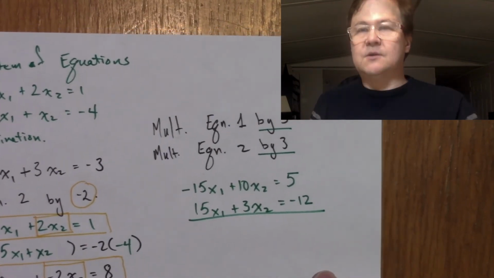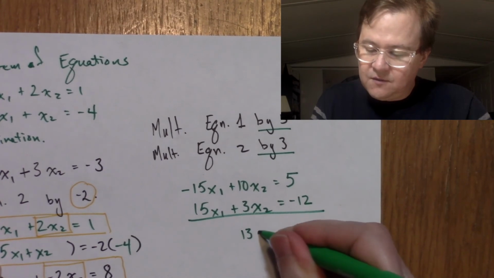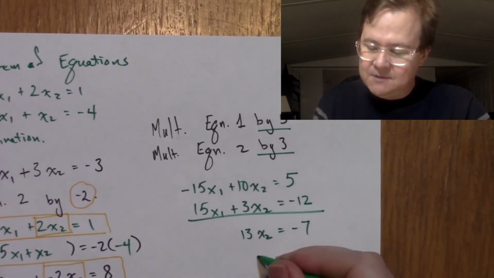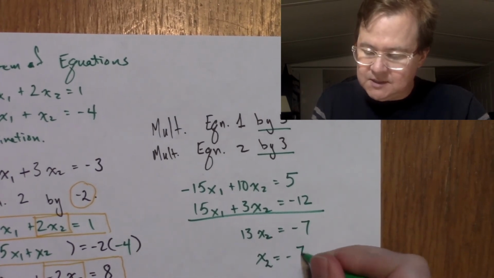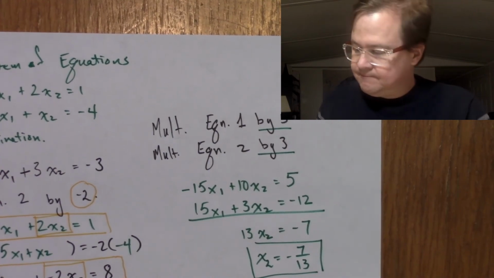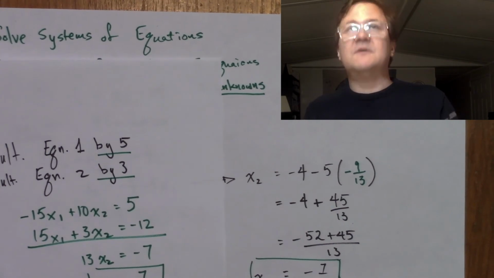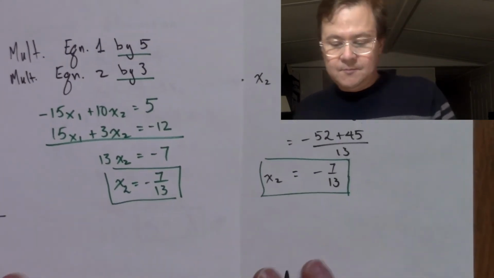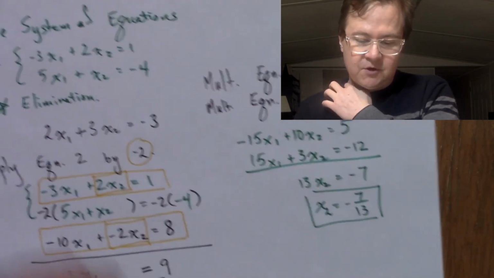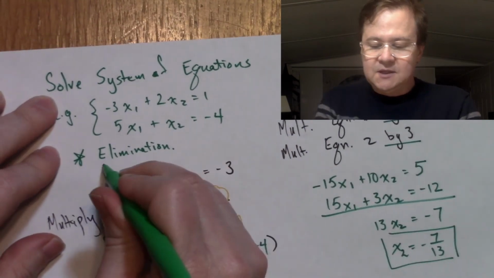Adding these together, x1's cancel, I'm left with 13x2 equaling negative 7. Therefore, x2 is negative 7/13. And I reached the same conclusion I did by the method of substitution. So I recommend that even if you feel comfortable with solving systems of equations, try to force yourself to get used to the method of elimination.